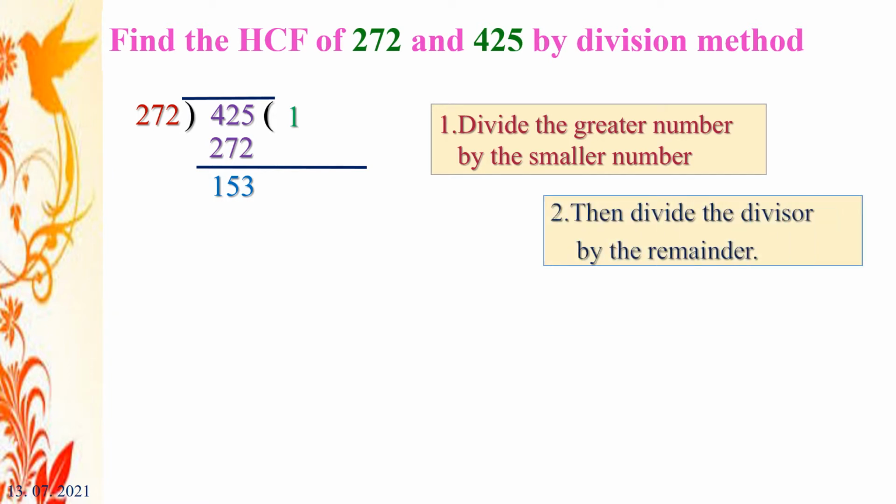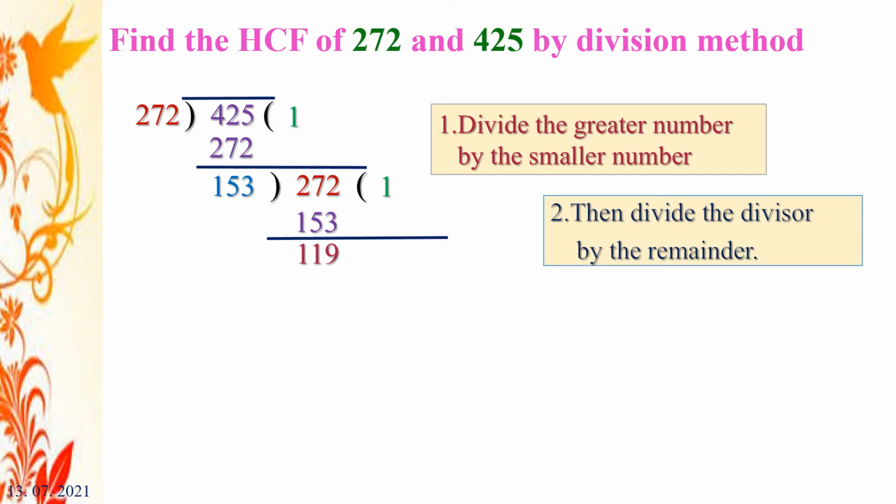Then follow the second step. Divide the divisor by the remainder. Here, the divisor is 272 and the remainder is 153. That means the divisor becomes the dividend and the remainder becomes the divisor. So how many times do we have 153 in 272? That is only one time. Now write 153. Now subtract, we will get the remainder 119.